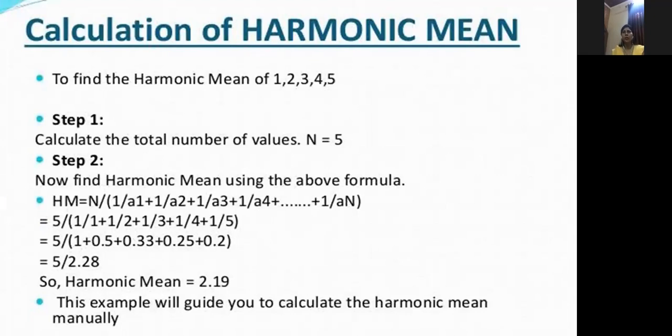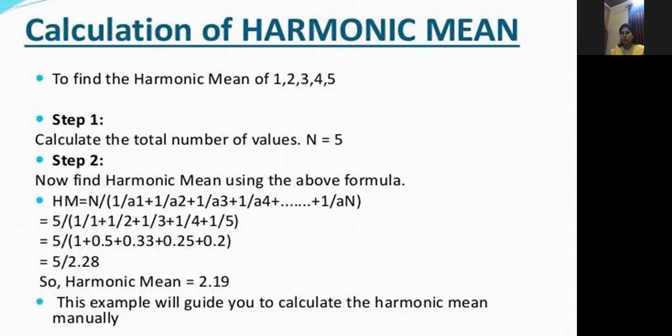To find the harmonic mean of 1, 2, 3, 4, 5, we have basically taken 5 numbers, and the first step is to calculate the total number of values. That means how many values are given. So we are given 5 values. The first value is 1, the second is 2, third is 3, fourth is 4, and the fifth is 5.